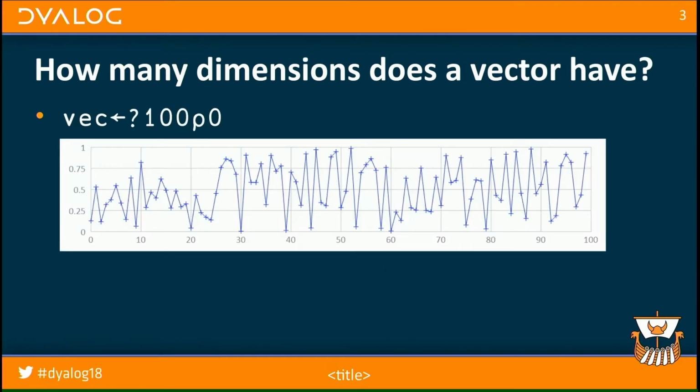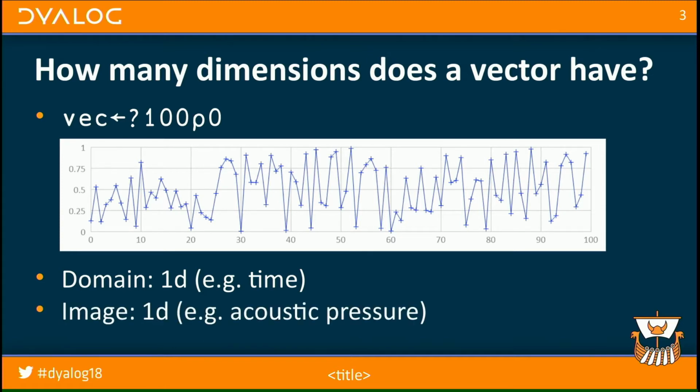So if we generate a vector like that, we can say that its domain has 1 degree of freedom, so I can choose an x value over a one-dimensional line, and the image of the function has 1 degree of freedom too. Yeah? For example, the domain could be time, like in a time series, and the image could be acoustic pressure. So this could be a sound wave, yeah? A weird one, but a sound wave.